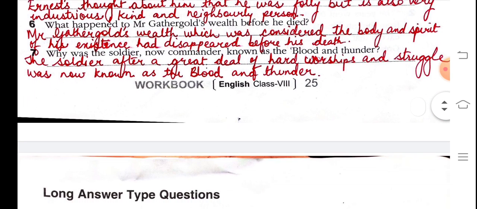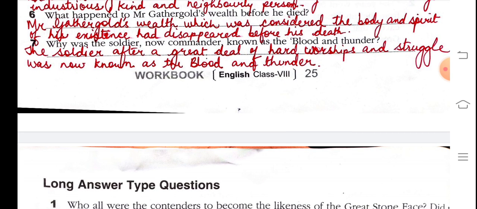Now students, question number 6. What happened to Mr. Gathergold's wealth before he died? Mr. Gathergold's wealth, which was considered the body and spirit of his existence, had disappeared before his death. So you see, at the end, nothing remains with us. It is only our nature, our good nature, our kind words that remain with us. So always be good.